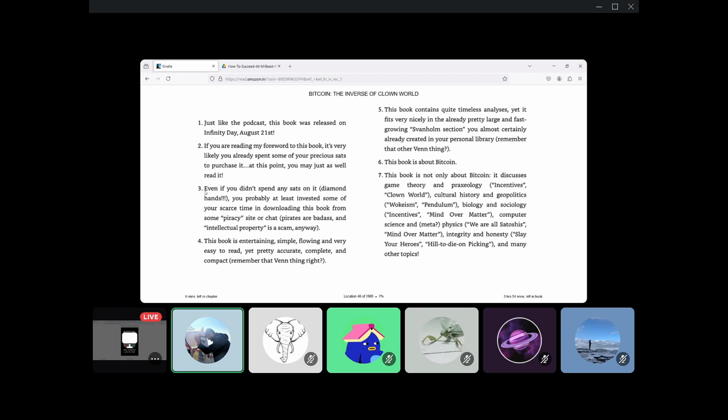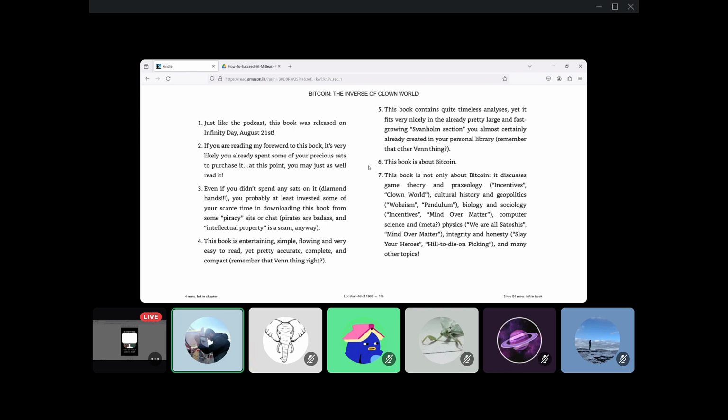Third, even if you didn't spend any sats on it, Diamond Hands, you probably at least invested some of your scarce time in downloading this book from some piracy site or chat. Pirates are badass and intellectual property is a scam anyway. Fourth, this book is entertaining, simple, flowing, and very easy to read, yet pretty accurate, complete, and compact. Remember that one, right?